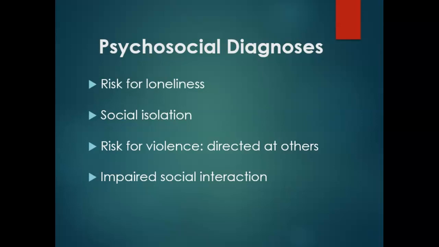Risk for violence directed at others: a situation in which a person threatens or uses aggression or violence to harm others. The intention of harm may not be limited to physical harm. It may also be emotional harm. And there is impaired social interaction, which also goes along kind of with social isolation in a way. But impaired social interaction can include persons who are sociopathic.